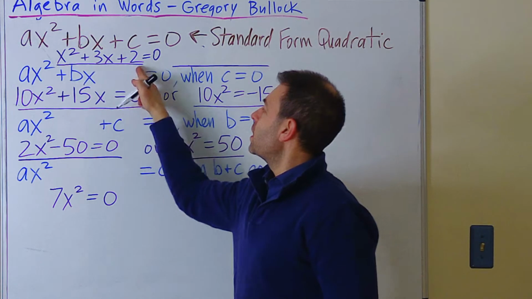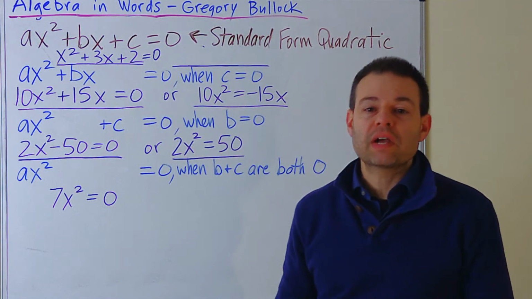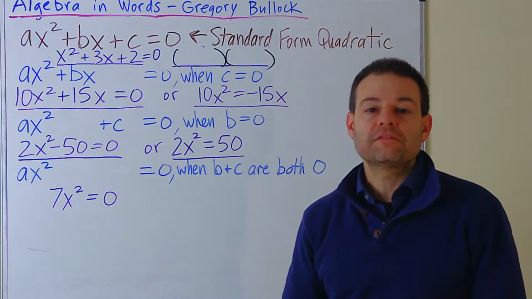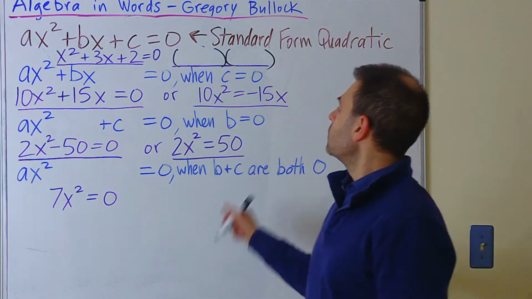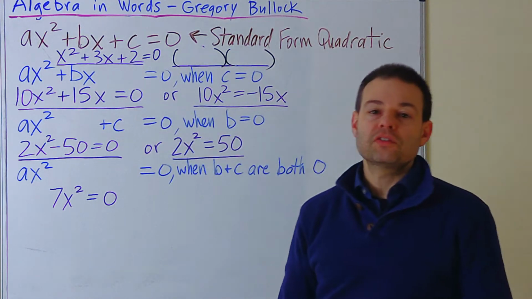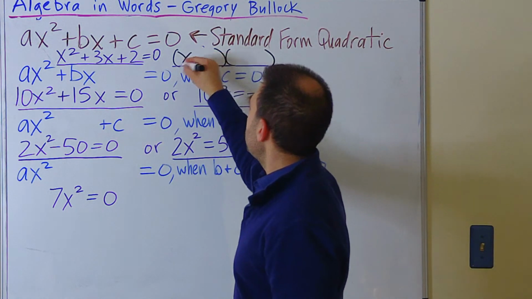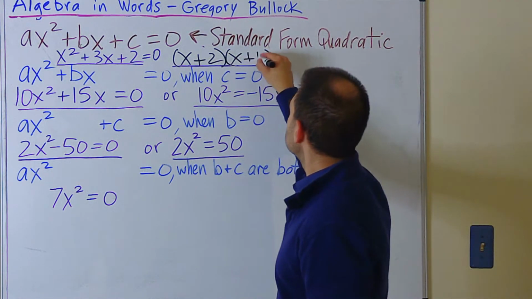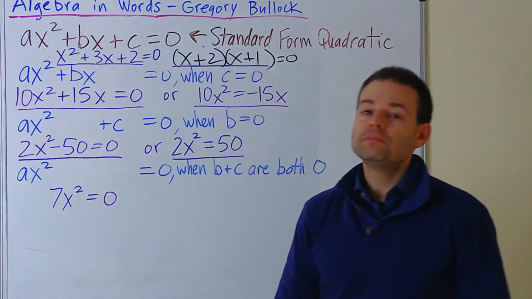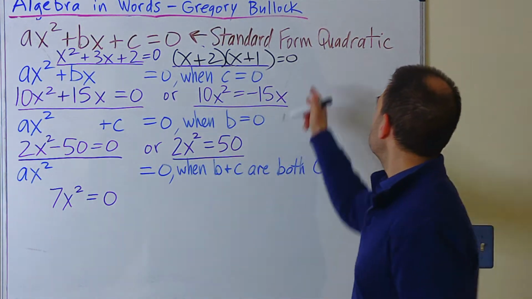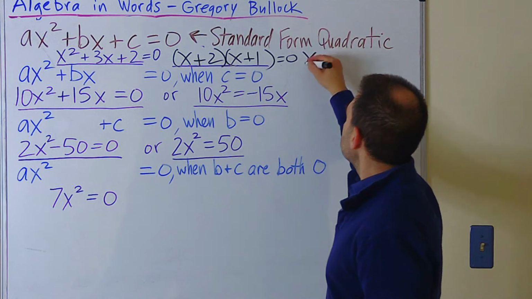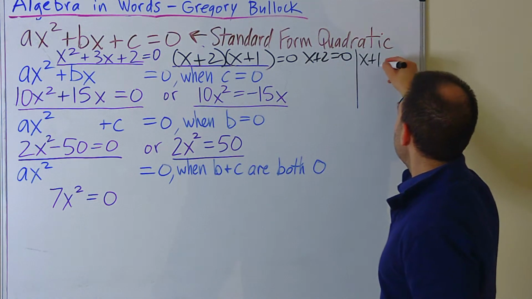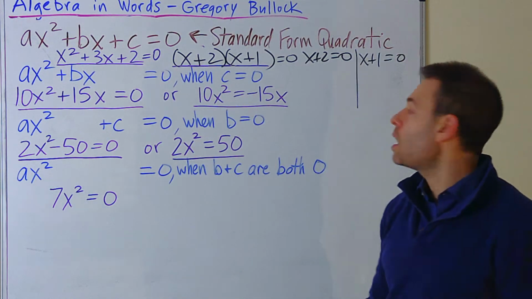So since this is a 3-term trinomial quadratic, we're going to factor it, and then we're going to set each factor equal to 0 and solve. If we factor this, it's a fairly simple one. We could factor it as (x plus 2) times (x plus 1) equals 0. And we don't have much room, so over here we're just going to set x plus 2 equal to 0 and x plus 1 equal to 0, and then we'll separately solve them.